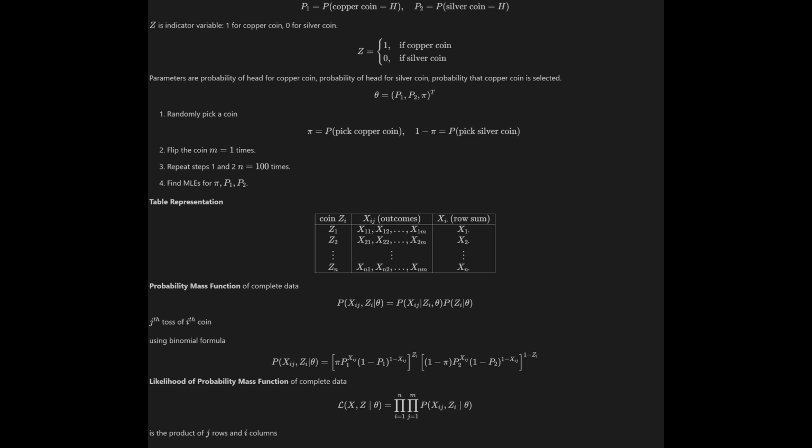Here is a table of what our problem looks like. Z sub I is coin selection. X sub ij is the recorded outcome. X sub I dot is the row sum. Suppose we have the complete data. The probability mass function is the probability of x joint z given theta.